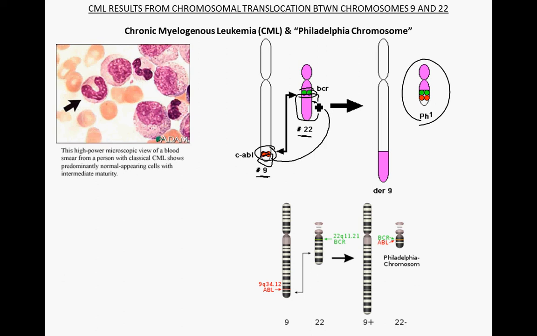So is this reciprocal? It is reciprocal, because then this ends up on the longer chromosome there, right? And again, this is in some way linked to chronic myelogenous leukemia, a type of leukemia. And this is just another diagram of the same thing, right?